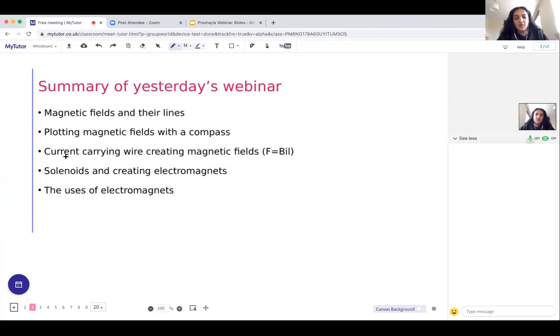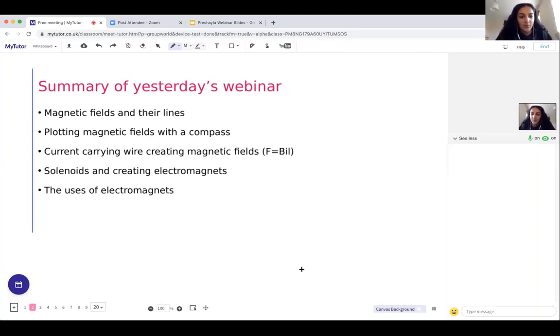Okay, so we're just going to start with a quick summary of yesterday's webinar, like always. Yesterday we talked about magnets, their poles, and how to draw a magnetic field with magnetic field lines, the rules that we have for magnetic field lines, and which way they point. Then we talked about how we can plot a magnetic field if we had no idea what it looked like. Well, we can use a compass to do that. We said that we use small plotting compasses and we put them around the magnet, and then we looked at what way the arrows were facing, and that told us the direction of the magnetic field.